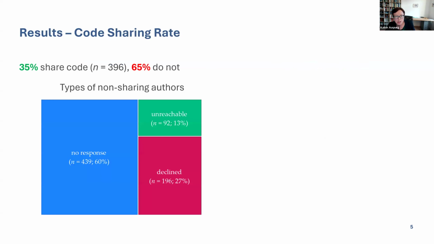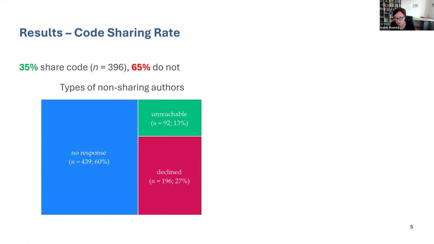So, results. First, the code sharing rate. 35% of authors shared their code, 65% did not. For those not sharing, 13% were just not reachable, 60% did not respond, and some responded but declined.